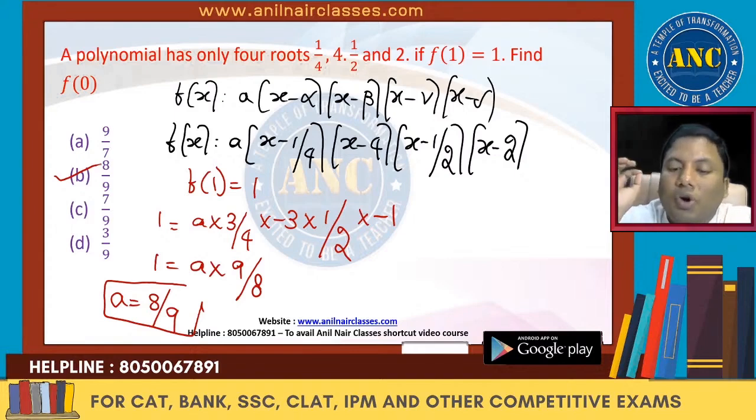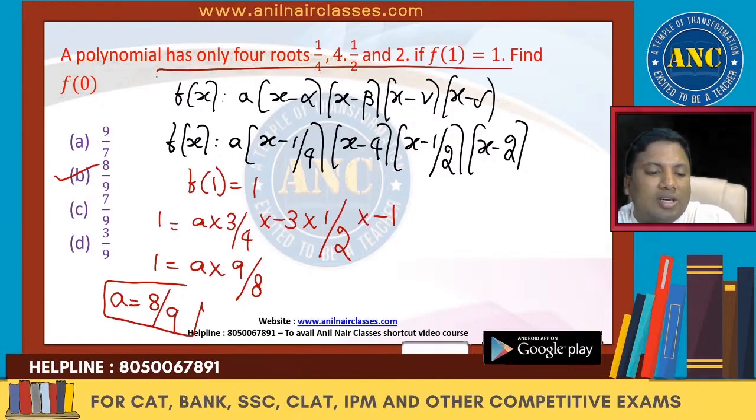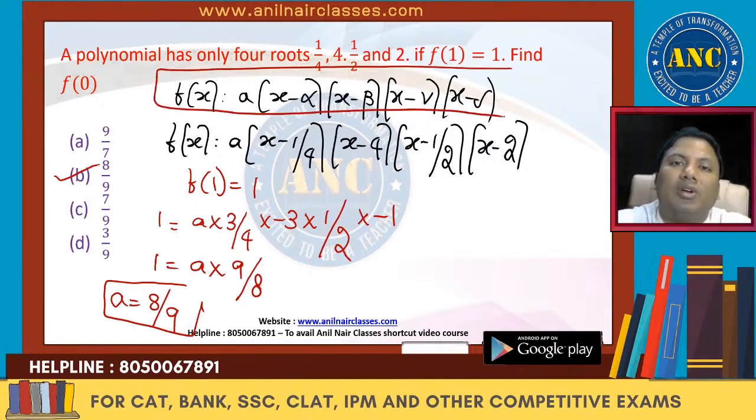Very, very good question based upon the remainder theorem corollary. If the roots of a polynomial expression are alpha, beta, gamma, then a polynomial expression can be written as a into x minus alpha, x minus beta, x minus gamma and x minus delta. Alpha, beta, gamma values are given in the question. I hope the idea is clear.